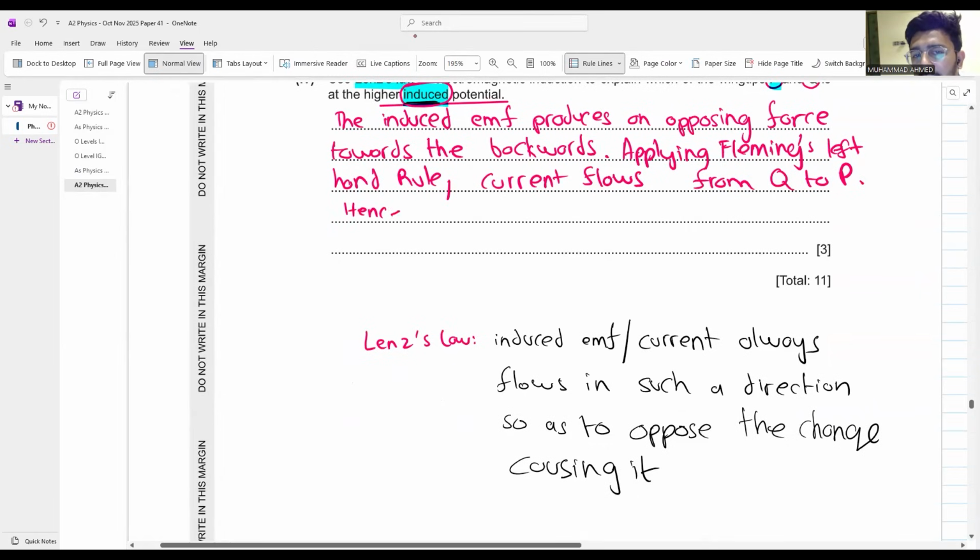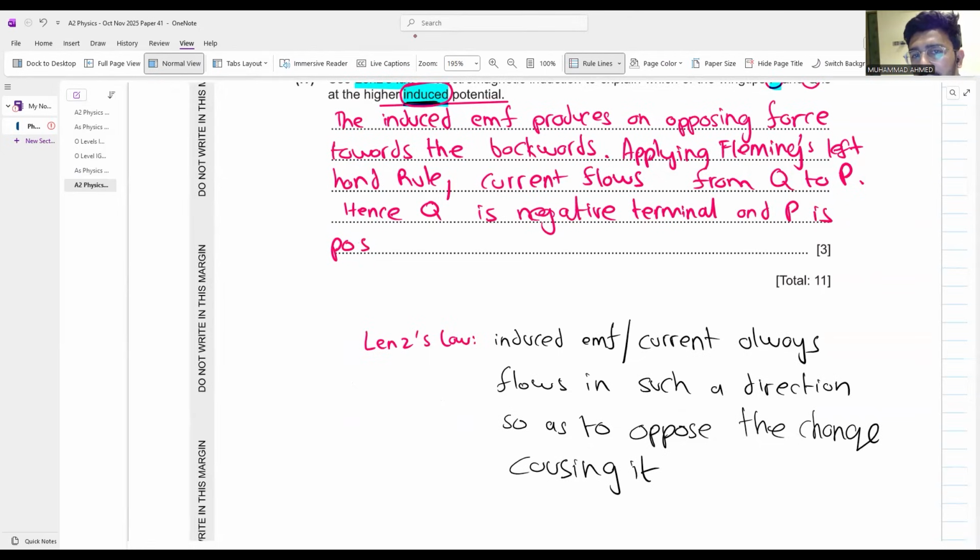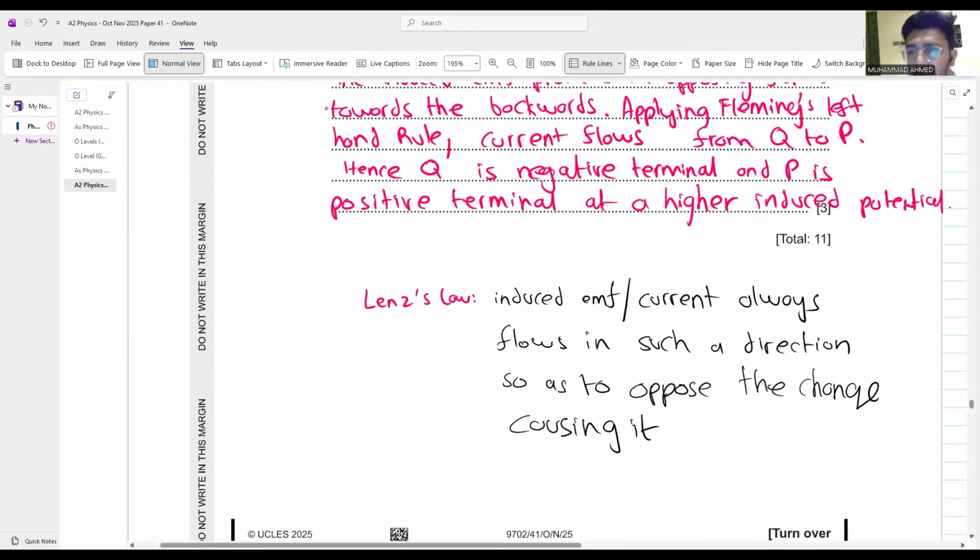hence Q is negative terminal and P is positive terminal at a higher induced potential. P जो है higher induced potential पे होगा. Always remember that. Simple as that. Nothing complicated. Let's further move ahead. आगे बढ़ते हैं.